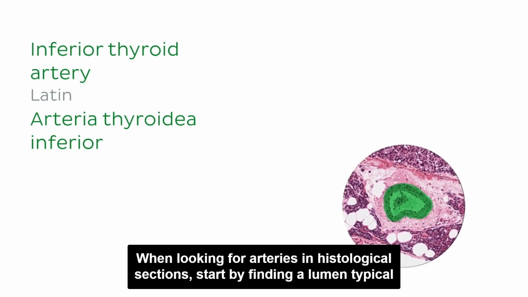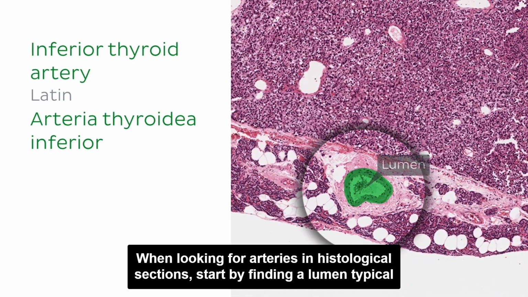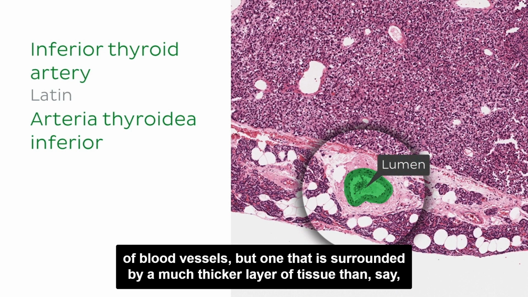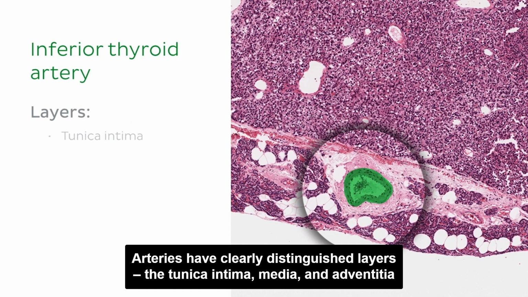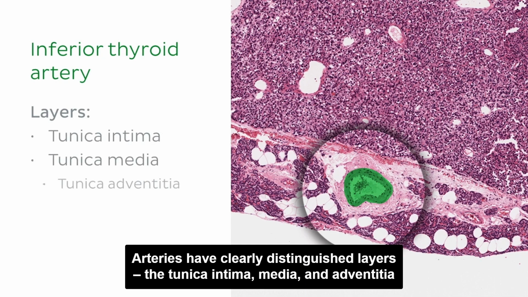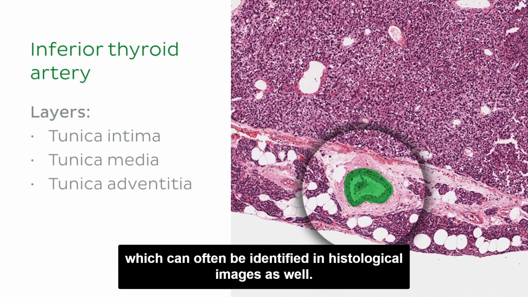When looking for arteries in histological sections, start by finding a lumen typical of blood vessels, but one that is surrounded by a much thicker layer of tissue than, say, veins. Arteries have clearly distinguished layers, the tunica intima, media, and adventitia, which can often be identified in histological images as well.